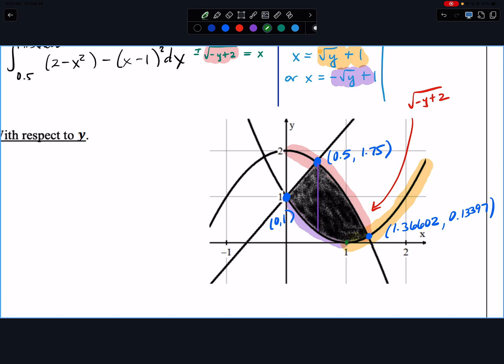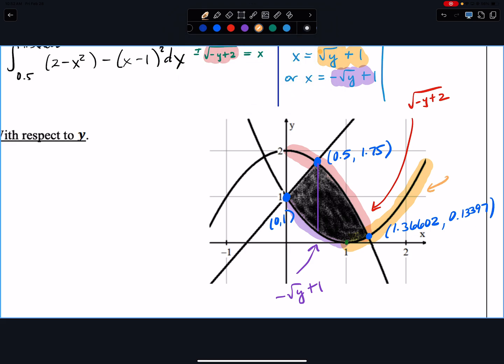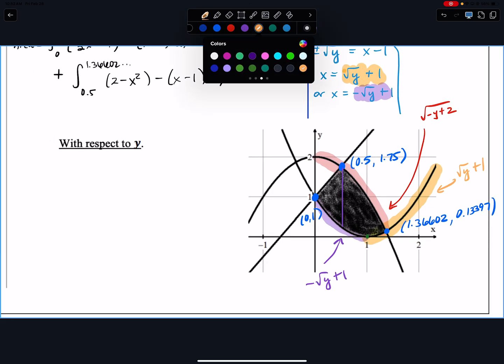So this is going to be negative root y plus 1. This is going to be positive root y plus 1. Okay.